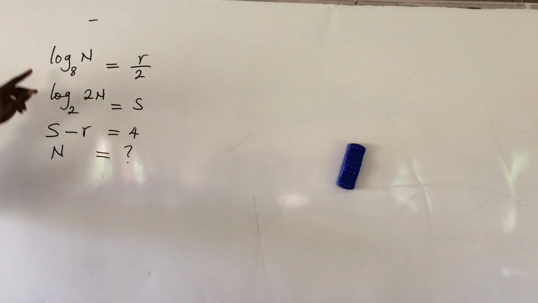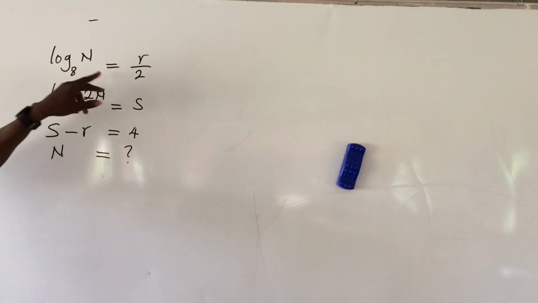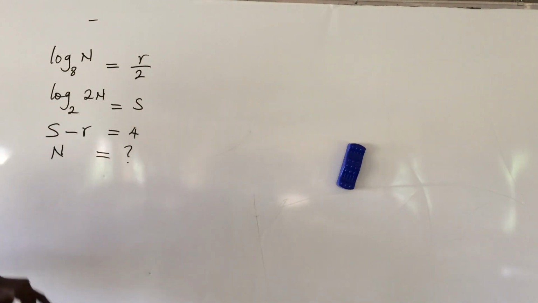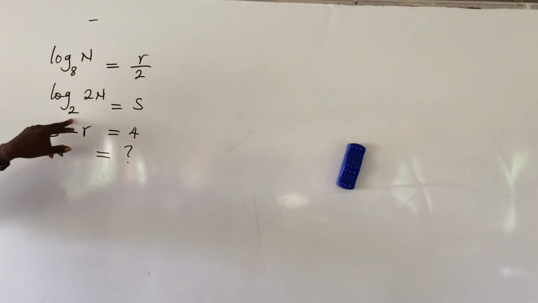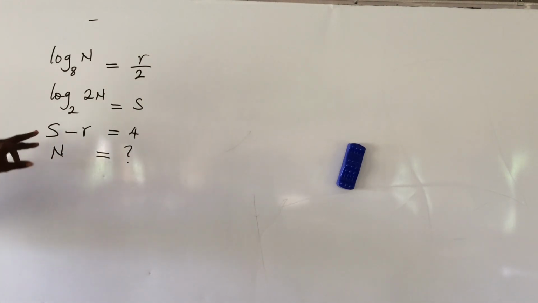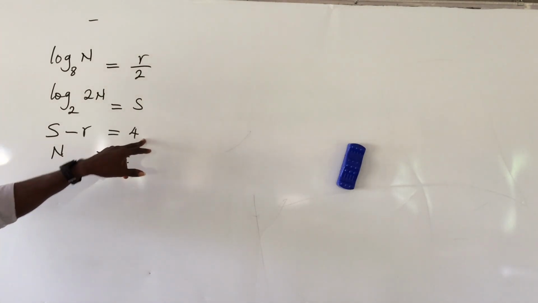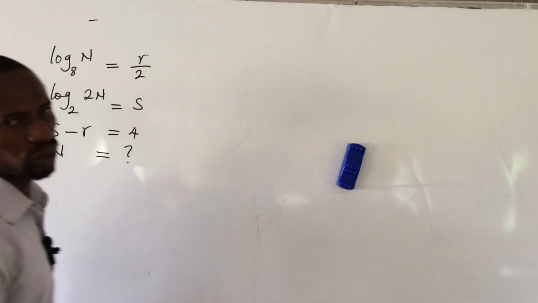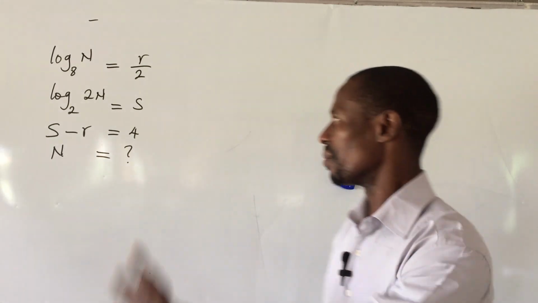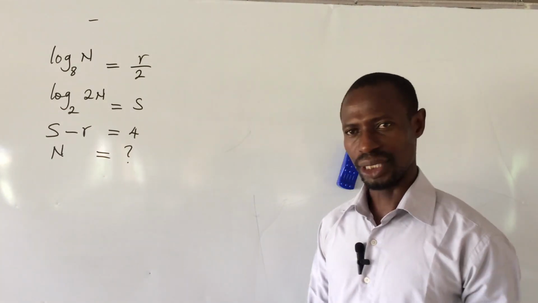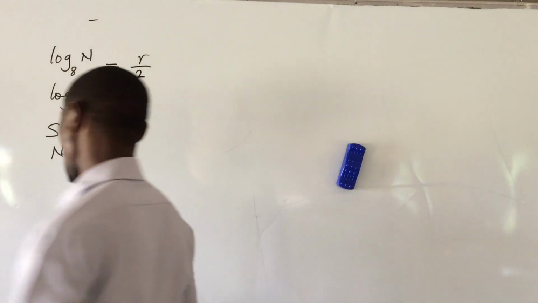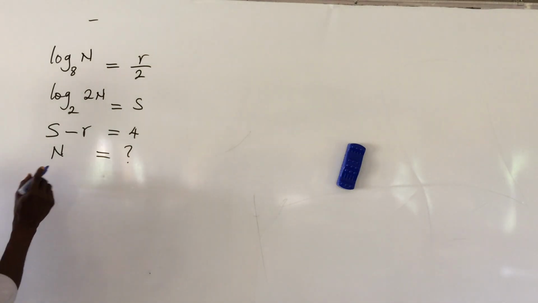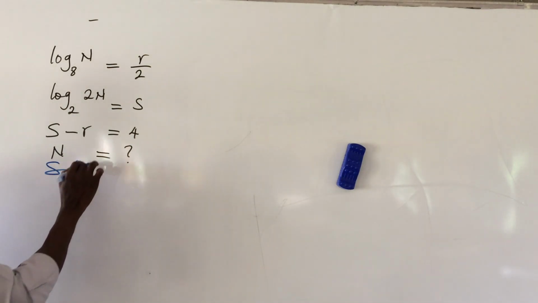The question says log n base 8 equal to y over 2, and log 2n base 2 equals x, then x minus y equal to 4, then n is equal to what? What will be the value of n from these three equations? So let's take down our solution.